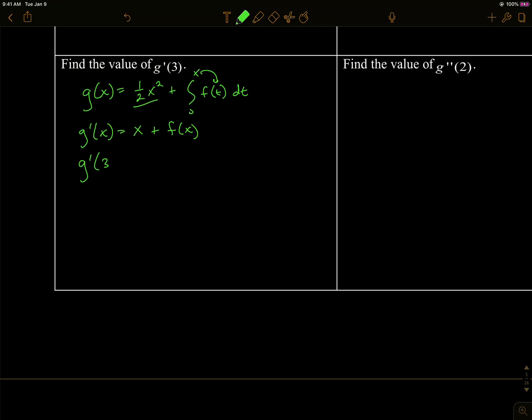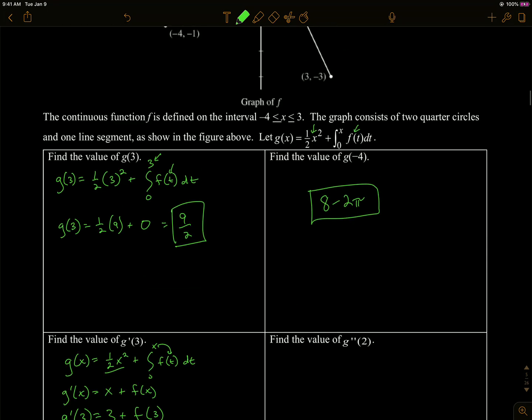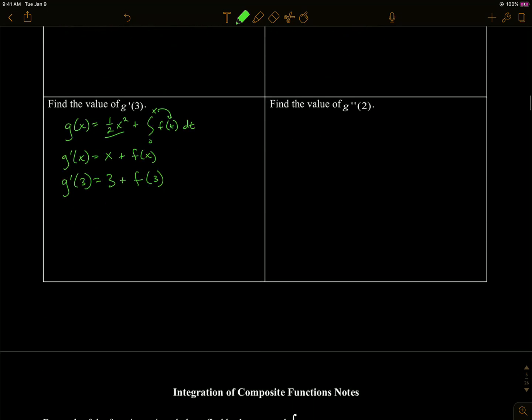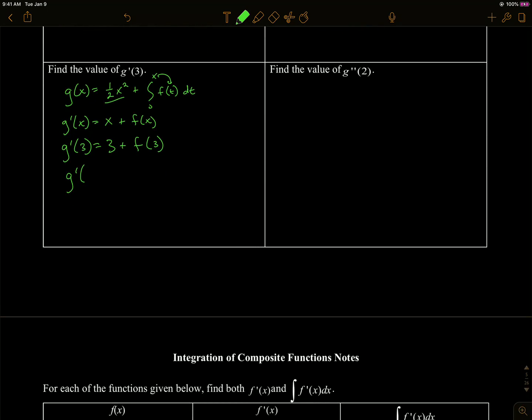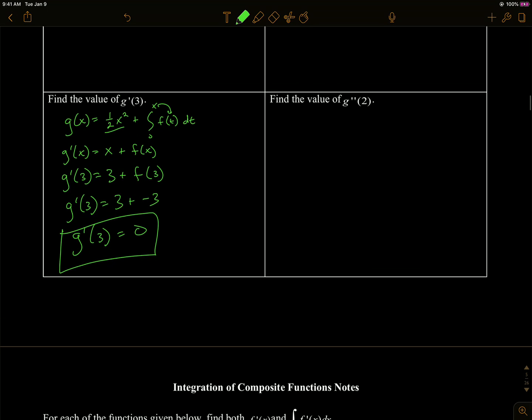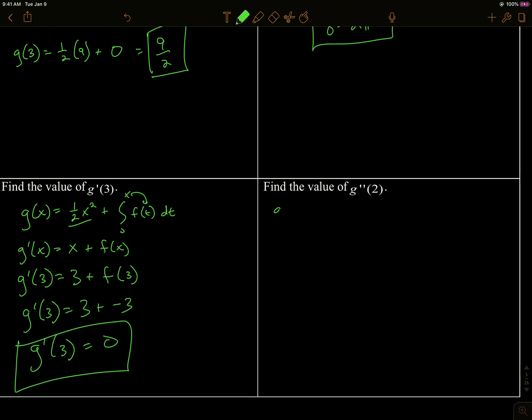So g prime of 3 is going to be equal to 3 plus f of 3. If I look at the graph, f of 3 is -3. So we've got g prime of 3 equals 3 plus -3, so g prime of 3 equals 0. Now let's do the second derivative. We already have from before the first derivative is equal to x plus f of x. So the second derivative should be equal to the derivative of x, which is 1, plus f prime of x times 1 because the inner function is x. I'm not going to show that part.